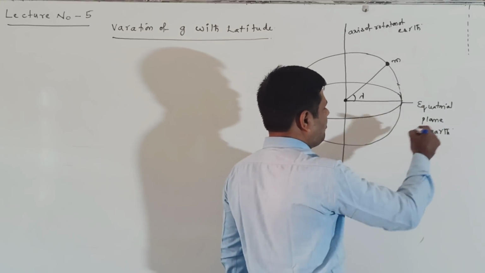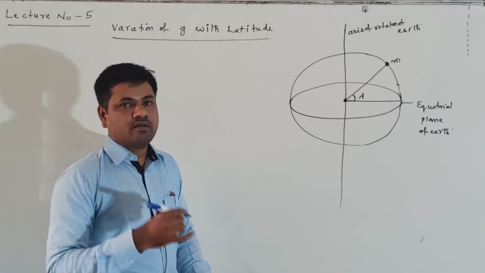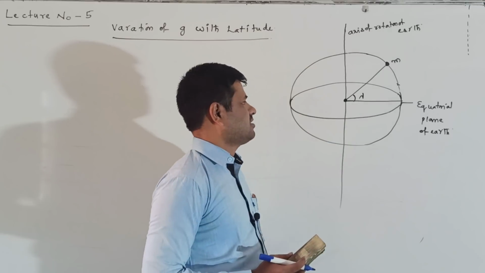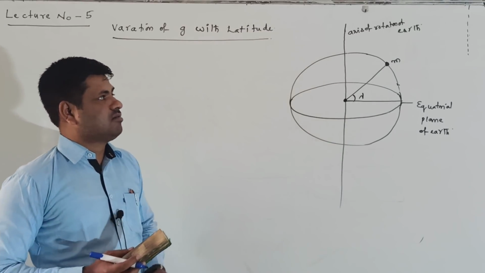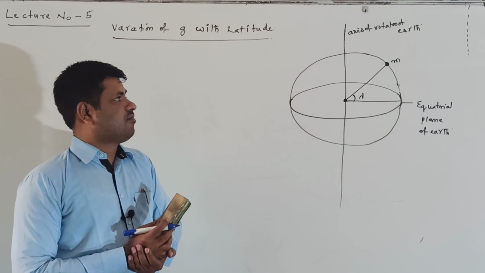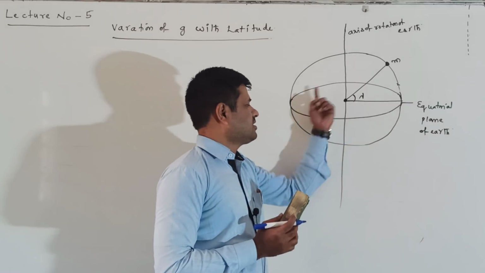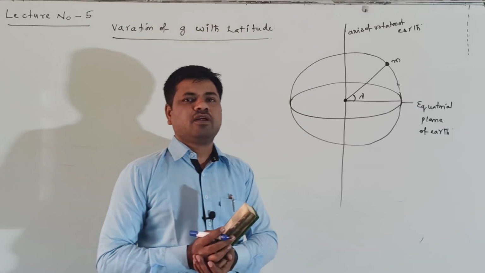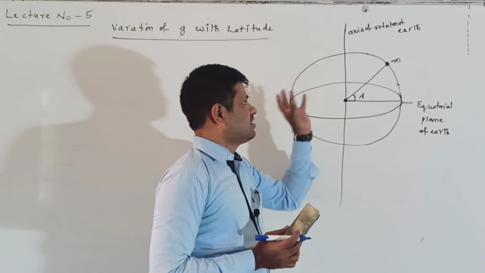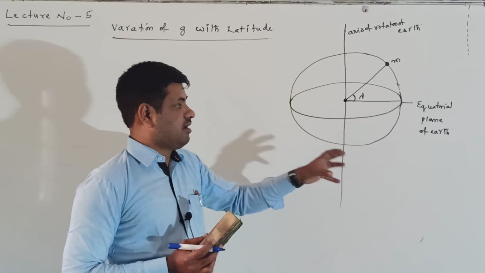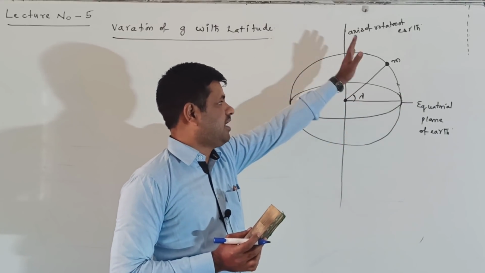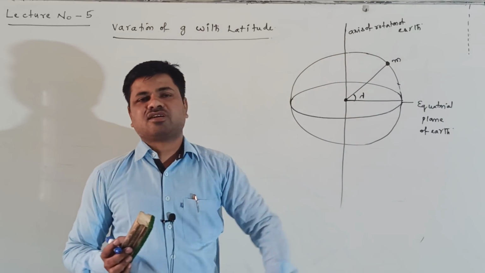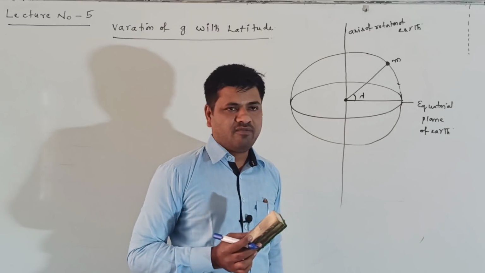Now what is the equatorial plane of earth? The plane perpendicular to the axis of rotation of the earth, passing through the center of the earth, is called the equatorial plane of earth. That is the definition of the equatorial plane of earth.